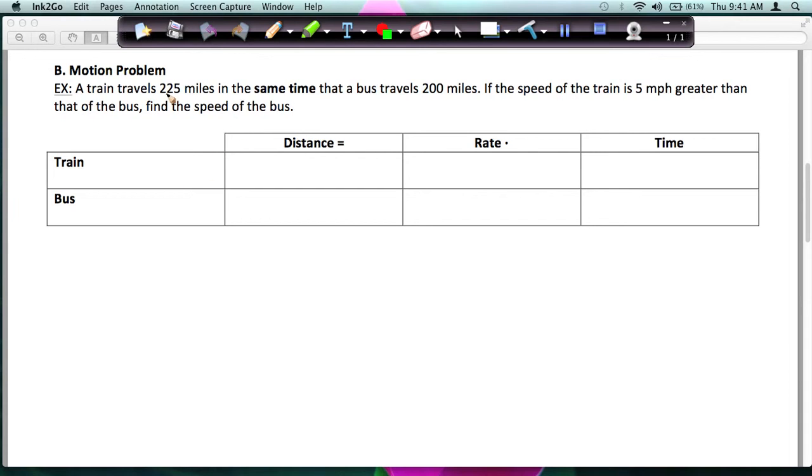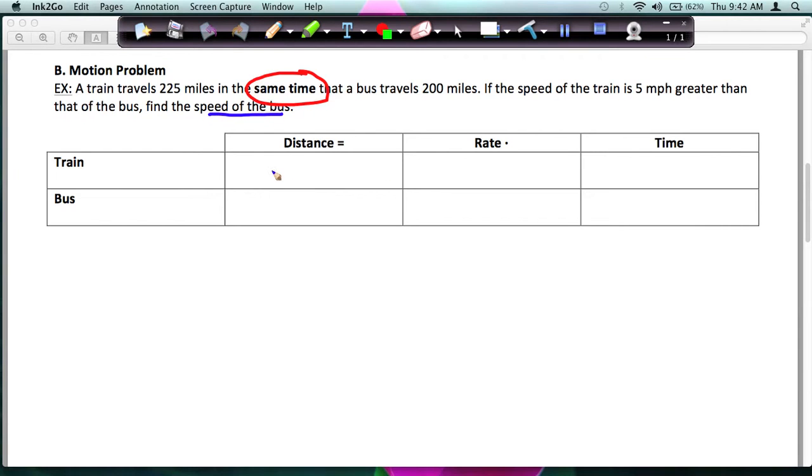So it says a train travels 225 miles in the same time, and this is in bold because this is going to be important later on, that it takes a bus to travel 200 miles. If the speed of the train is 5 miles per hour greater than that of the bus, find the speed of the bus. So this is what I'm trying to find.